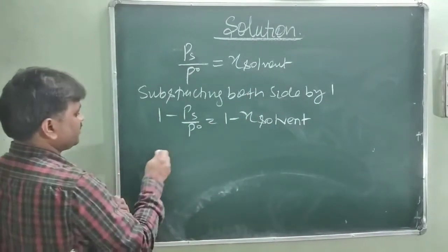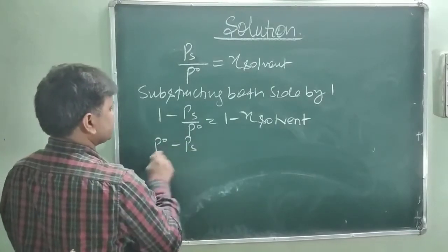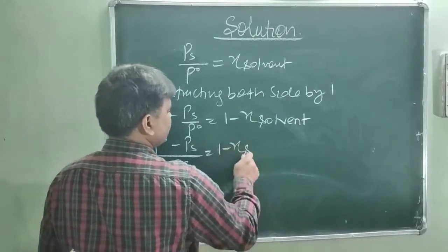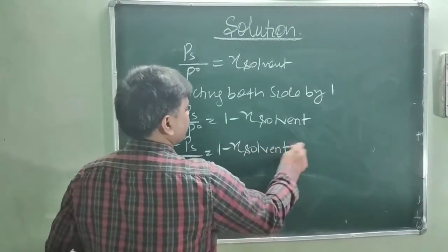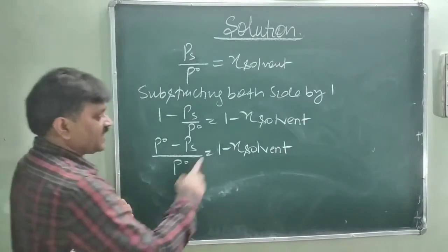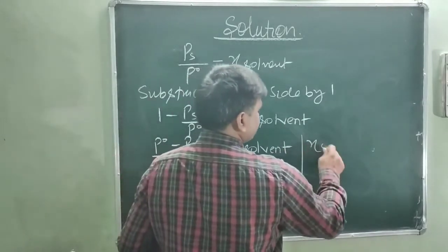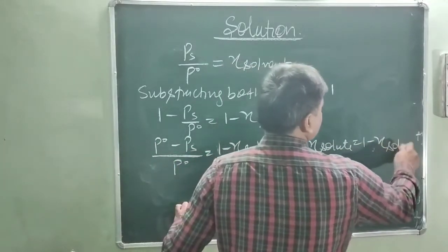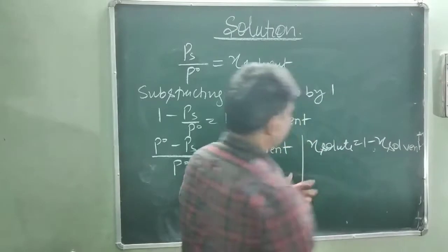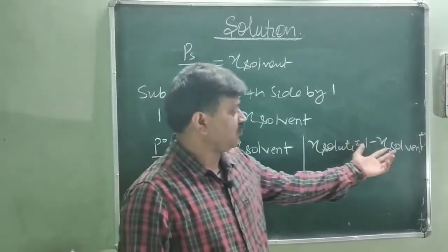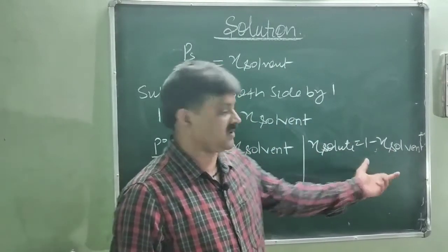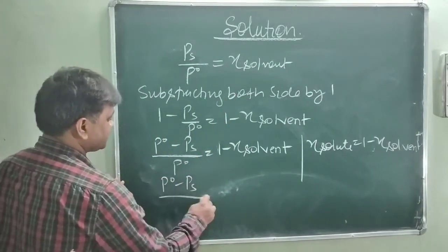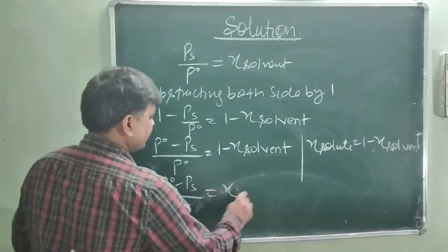So we can write P naught minus PS upon P naught is equal to 1 minus X solvent, and we know that 1 minus X solvent is equal to X solute. The mole fraction of one component can be obtained from the mole fraction of the other component, 1 minus X. So P naught minus PS upon P naught is equal to X solute.